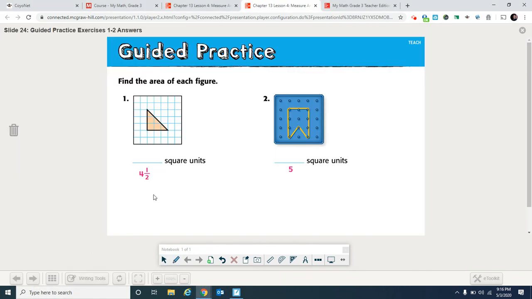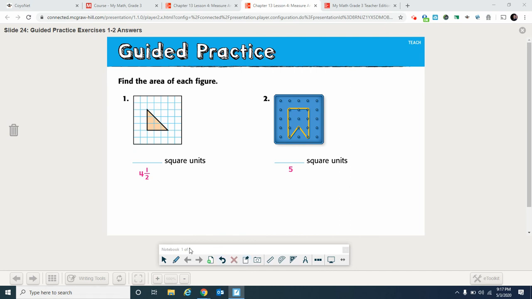So for number 1, it's actually 4.5 square units. Why? Because how many squares do we have? We have 1, 2, 3, and 4, and the halves make 1.5. And this one is 5 square units.